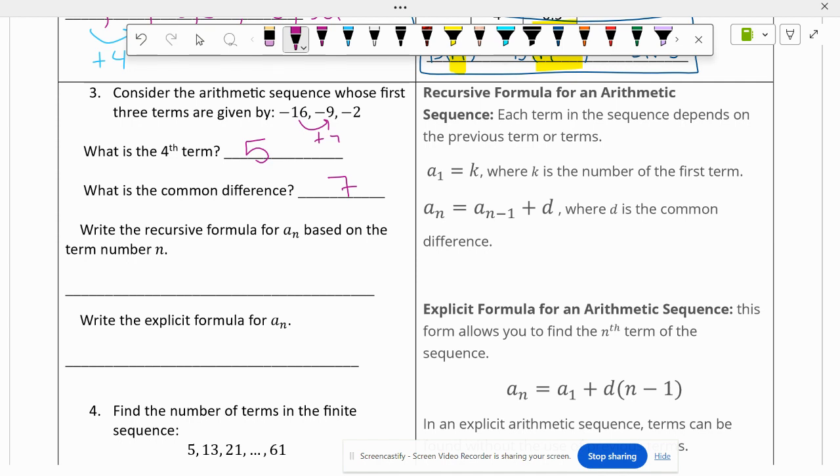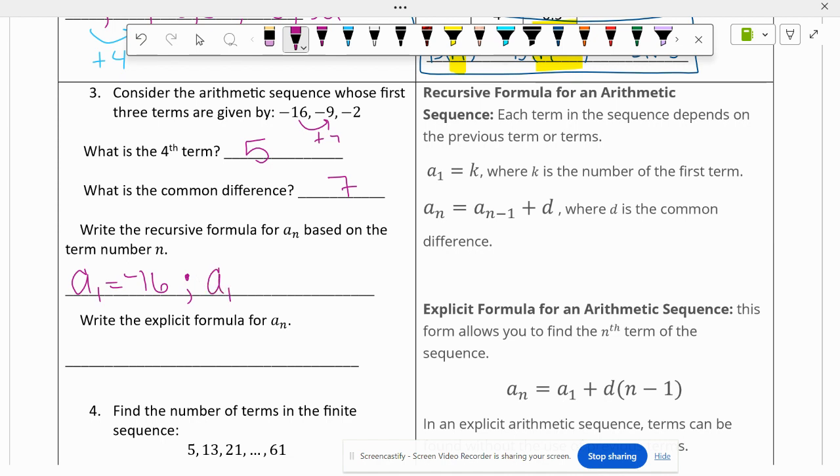Write the recursive formula for A of n based on the term number n. So what do I need to start with, Carla? Recursive formula. What's the most important thing? Start with what? The what term? The first term. I need to know what A sub 1 is. What is the first term in that sequence, Carla? -16.